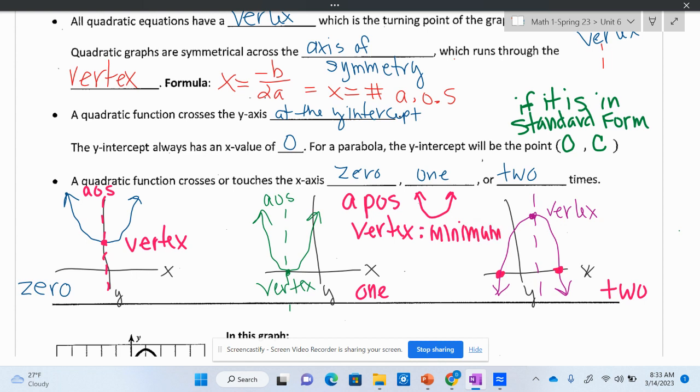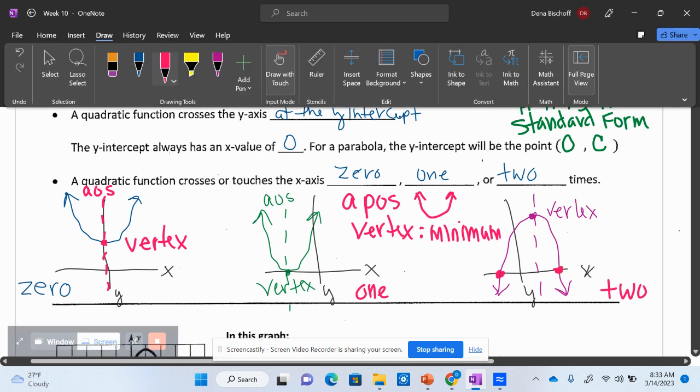Because it's the lowest point on your graph. It's called a minimum because it's the very lowest point on your graph. When A is positive, the vertex is the minimum. Do you see that? The vertex is the minimum.